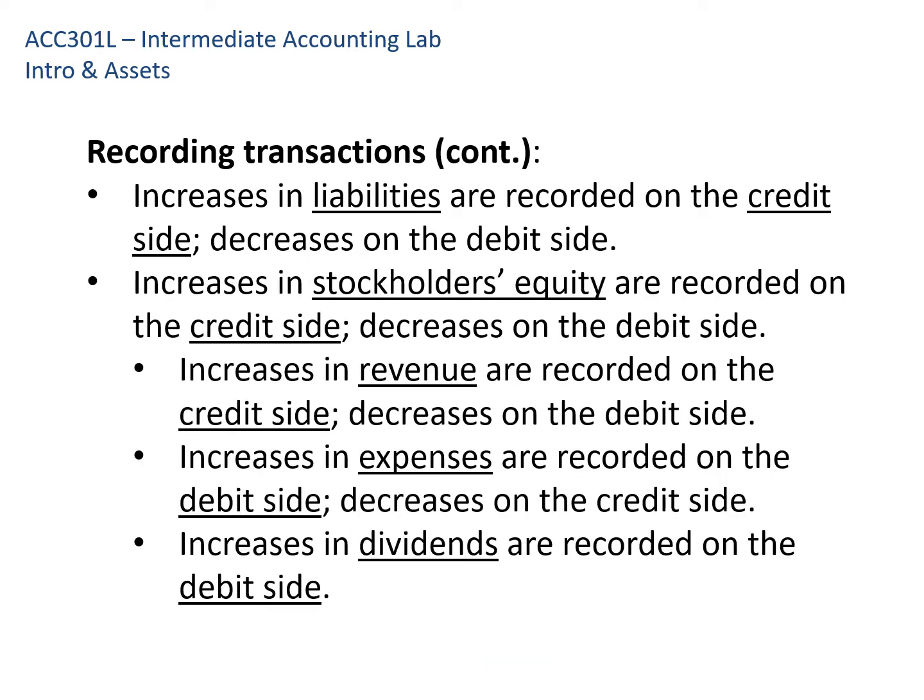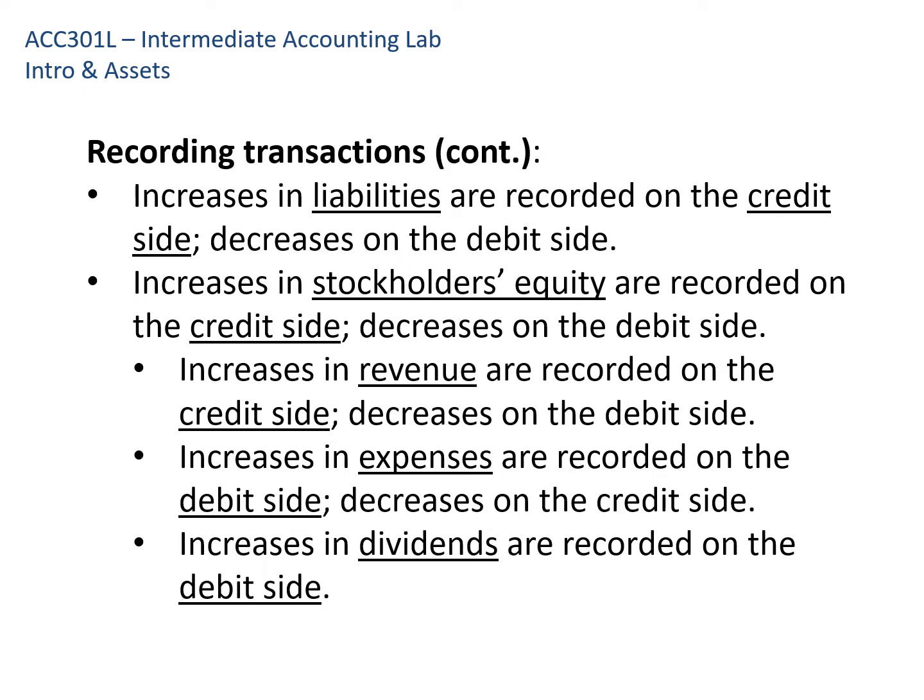Increases in liabilities are recorded on the credit side, and decreases are on the debit side. When it comes to stockholders' equity, the category as a whole will increase with the credit side and decrease on the debit side. So the components that feed stockholders' equity are going to follow those same rules.